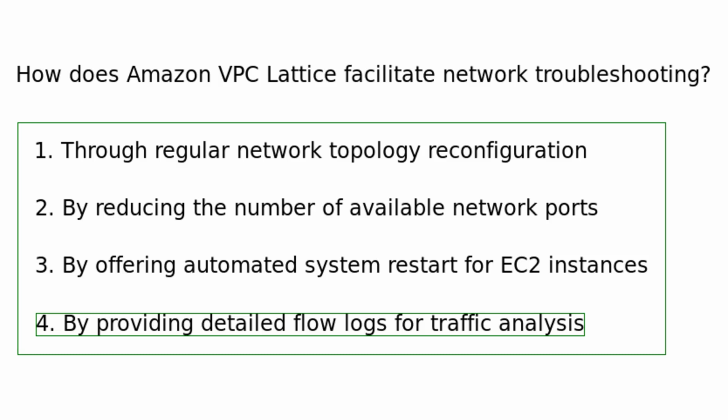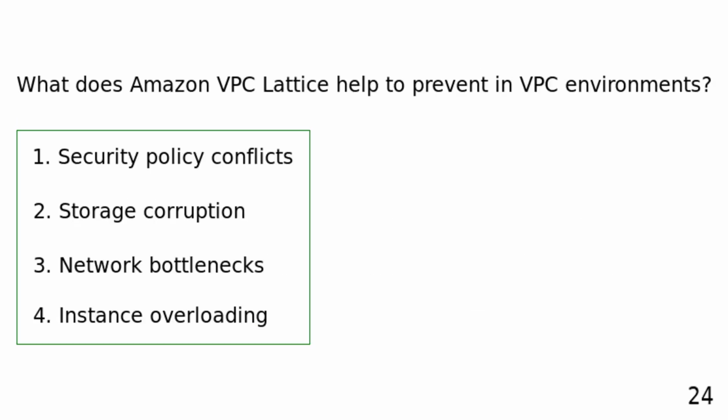Amazon VPC Lattice facilitates network troubleshooting by providing detailed flow logs that allow users to analyze network traffic patterns and identify potential issues or bottlenecks within the VPC. What does Amazon VPC Lattice help to prevent in VPC environments? Security policy conflicts. Storage corruption. Network bottlenecks. Instance overloading.